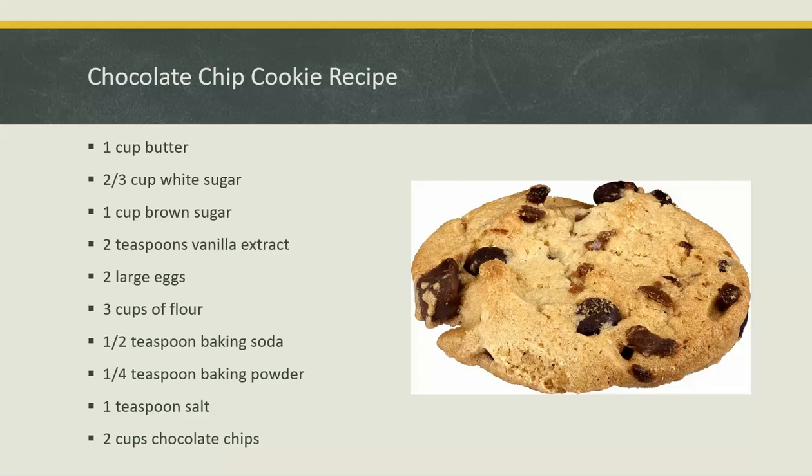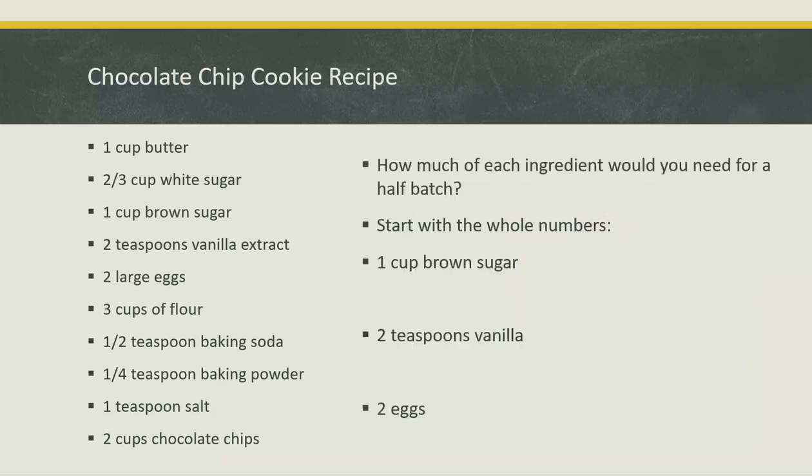So imagine you have a recipe for chocolate chip cookies. Maybe you don't want to make the full batch because you'll eat them all. Let's look at how we would make a half batch of cookies. Just like we did with doubling, I think it's easiest to start with the whole numbers.